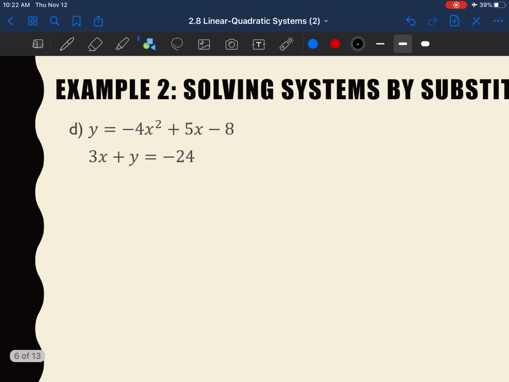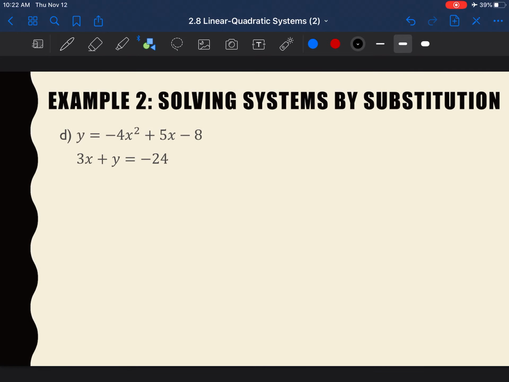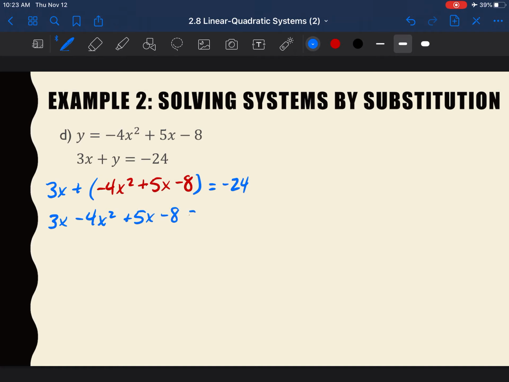Another example, just to get you used to this. This one's the same thing. Plugging this in for the y. So 3x plus, I'm going to replace the y with the negative 4x squared plus 5x minus 8 equals negative 24. Now this one you're distributing a positive one this time, which really will change nothing. So it's just the same, 3x minus 4x squared plus 5x minus 8, nothing changed.